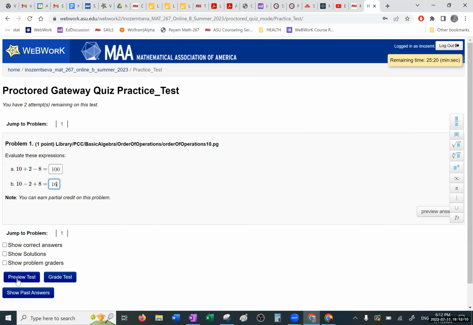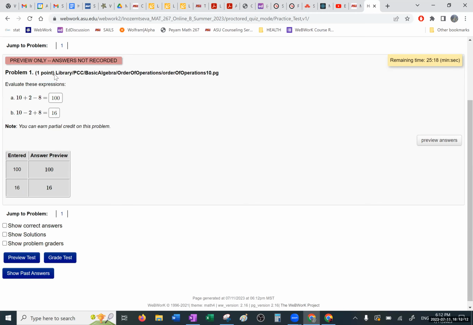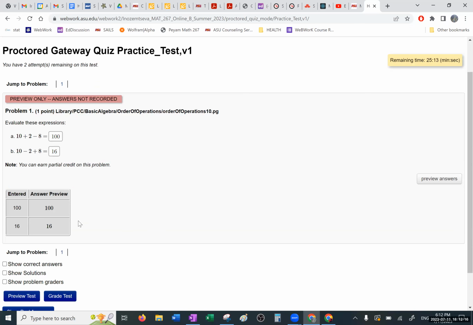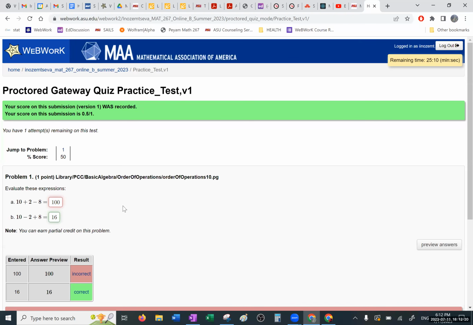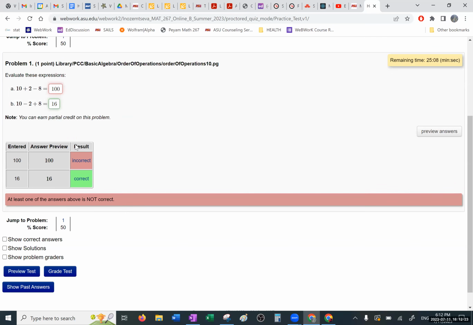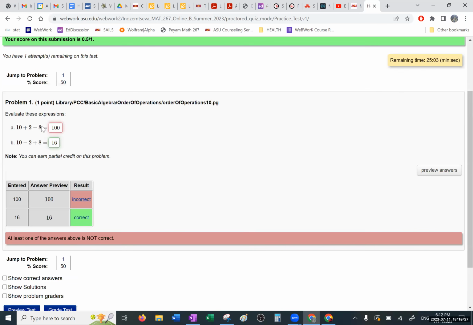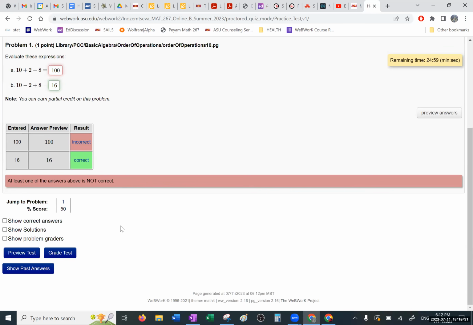I'm definitely going to do preview test. So it records. It doesn't say anything about grading it. Then I will do a graded test. And it tells me which one is correct and which one is incorrect. And it doesn't tell me what the correct answer is. I'll take a pencil and write down, it was problem 1A. And then I continue working on it.